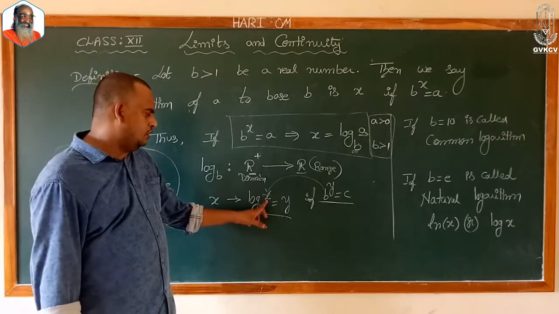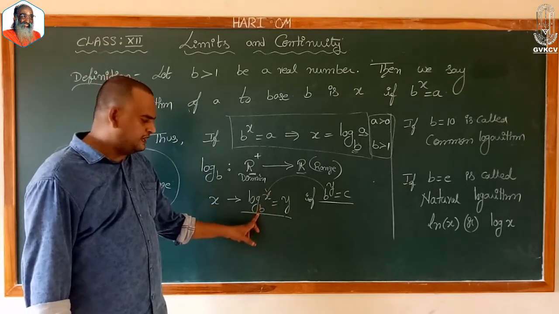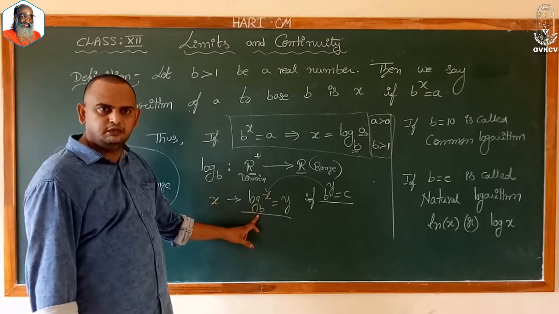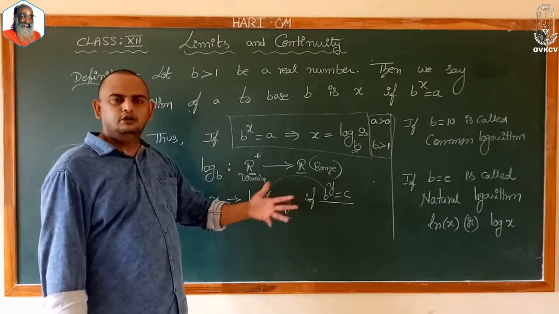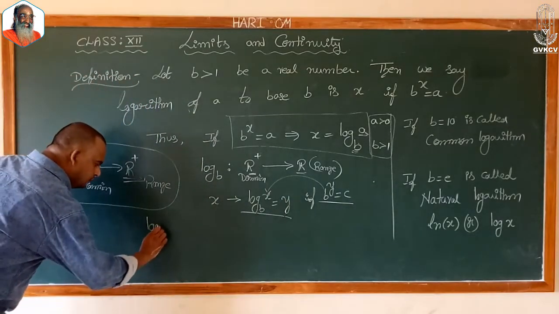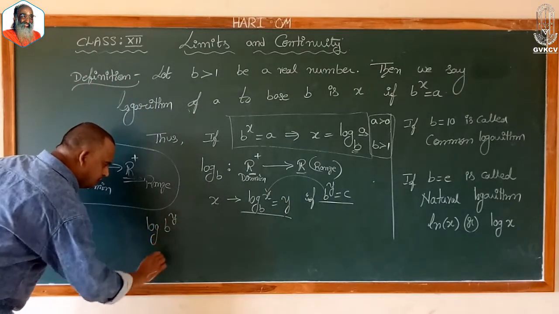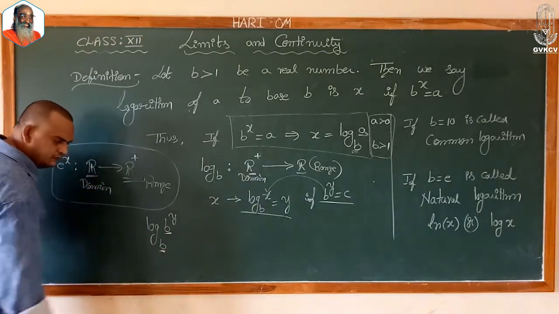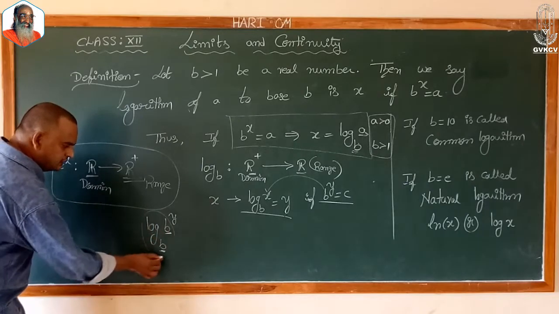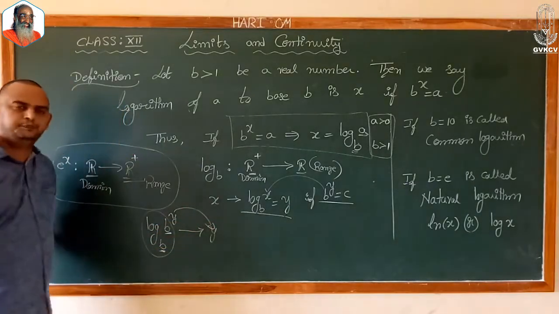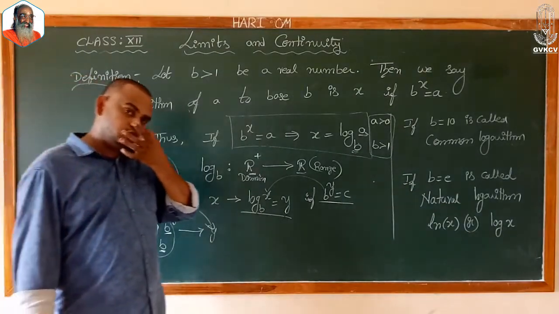So what do we have? Log b to the power of y, base b. Then automatically you will have the answer y. This is the concept we have: log b to the power of y base b. Here the base is b, and here also the base is b. When these two bases are equal, then automatically our answer is y.